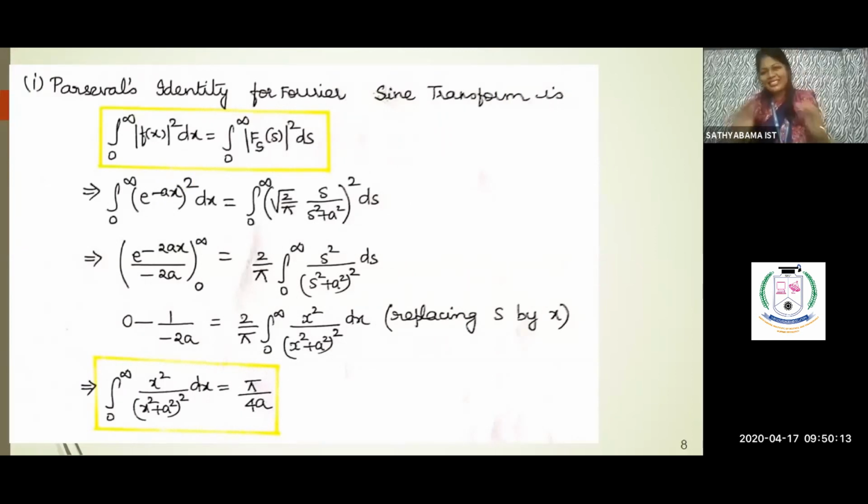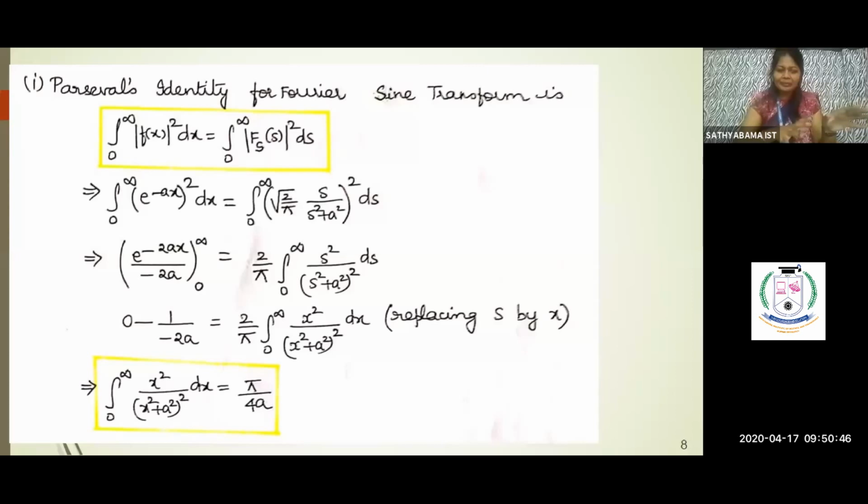Now simply simplify. Look at the left hand side. I have e power minus ax the whole square. What is that? e power minus 2ax, isn't it? What is a power m the whole power n? It is a power m into n. So on the left hand side, I have e power minus 2ax. How will I integrate that? e power minus 2ax divided by the constant. I'm integrating, so I divide by the constant. What's the constant? Minus 2a. Between the limits 0 to infinity. This is the left hand side.